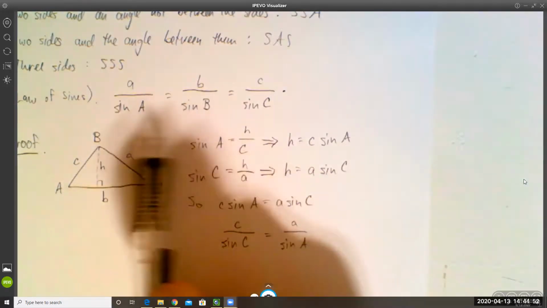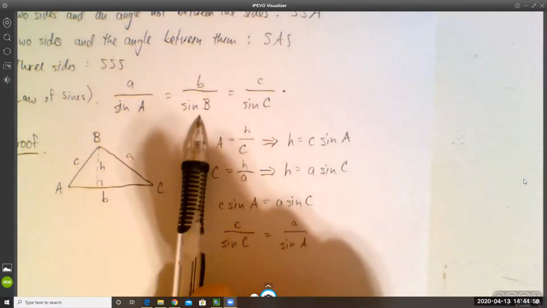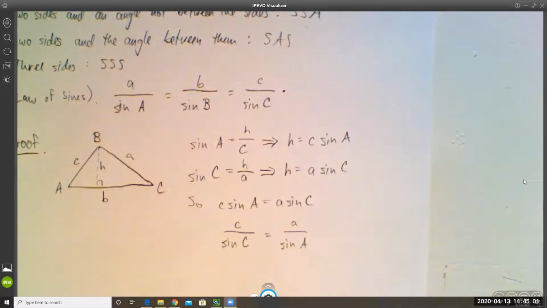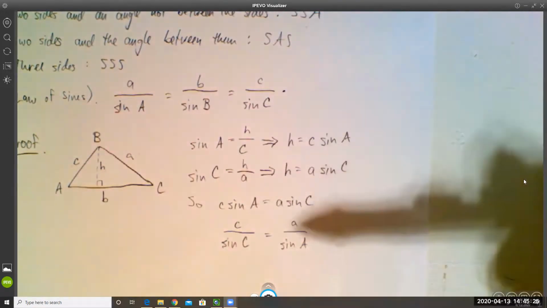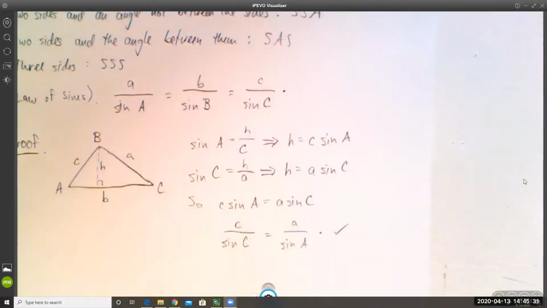I showed that this equals that. I didn't show that they equal b over sine B, but it would be a similar line of reasoning to show that that's also true. So I'm not going to do it. It's the same sort of thing. The other thing is that we were assuming that our triangle ABC was an acute triangle. It could have been an obtuse triangle as well, but the math works out similarly. So I'm not going to go through all the nitty-gritty details. That's good enough for me to kind of show that the law of sines is true.